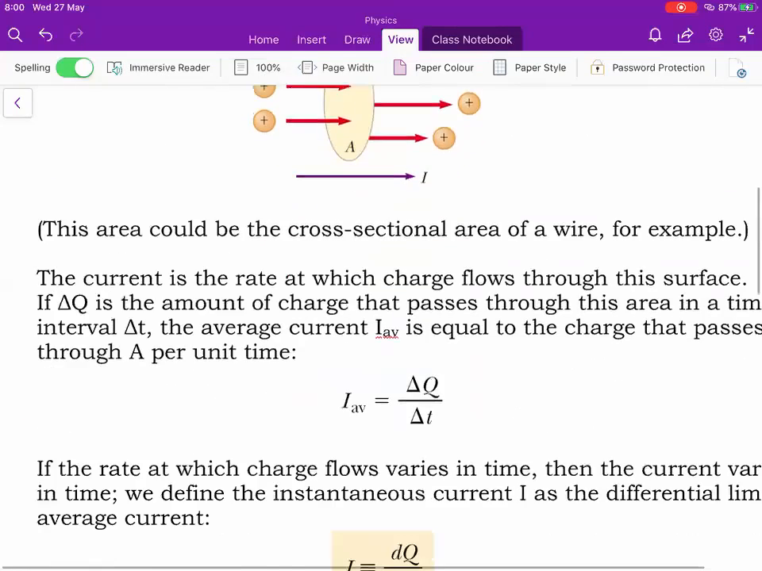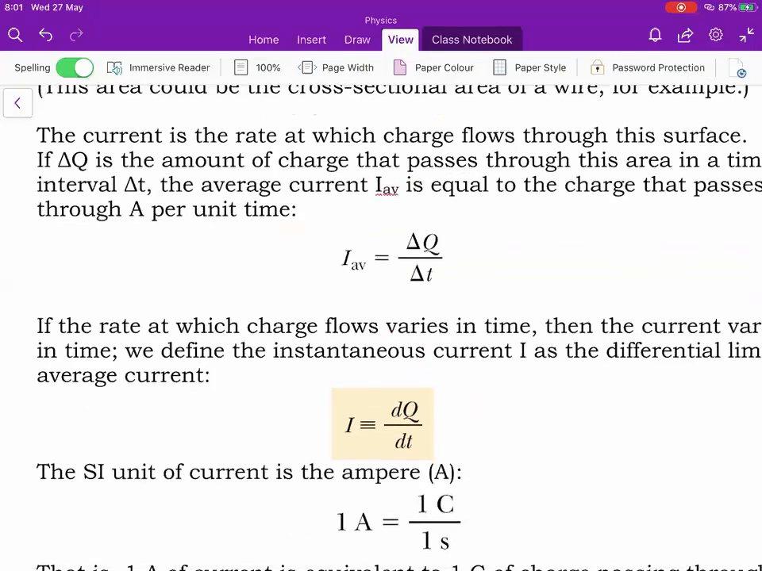There are two ways in which you can find out the current. One is for a given interval of finite time, that is delta t, in which let's say delta q total charge flows, then delta q by delta t is your average current in that time period. But if you wish to find out the instantaneous current, then you have to differentiate, dq by dt.